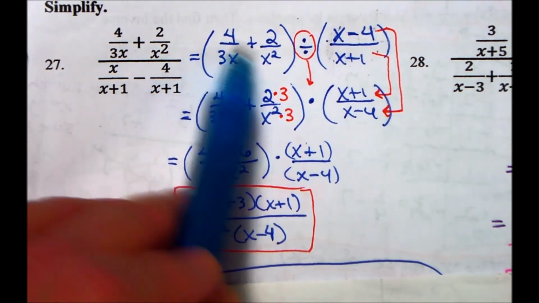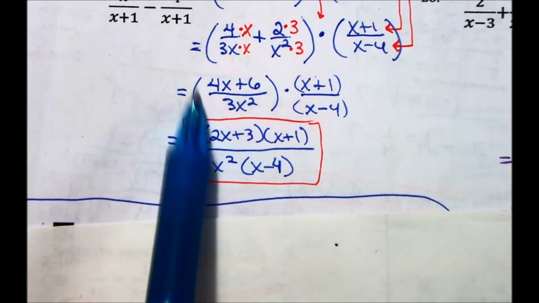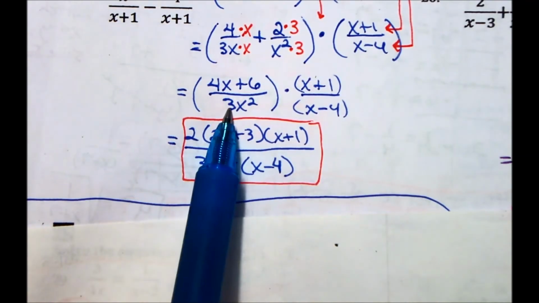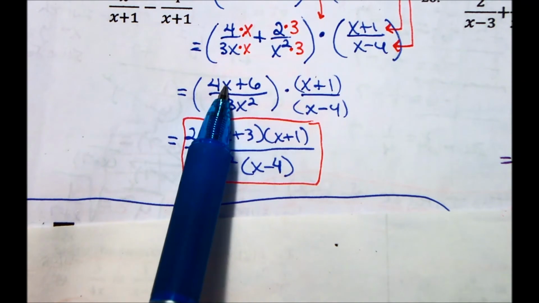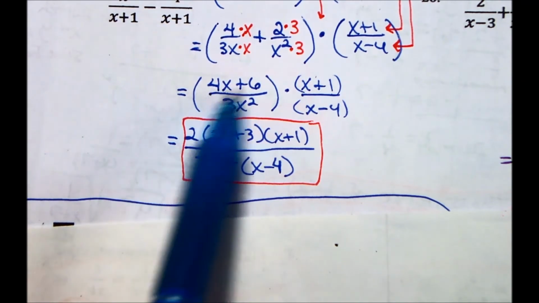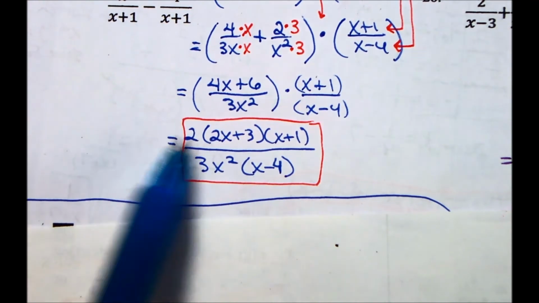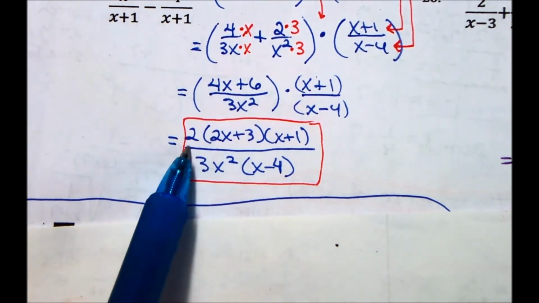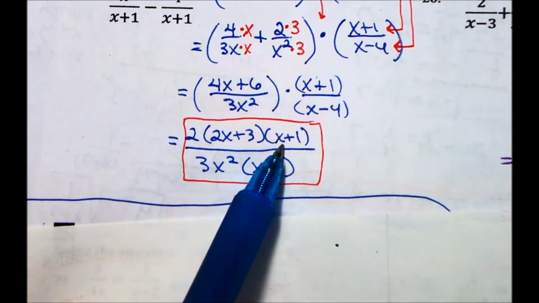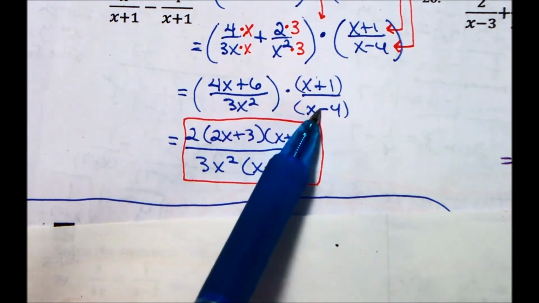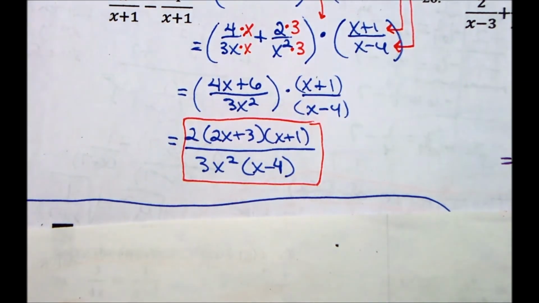And then over here, I was continuing to simplify that here to a single fraction. So now that I've got a single fraction times a single fraction, I can factor out a 2 from the 4x plus 6. But again, would that 2 reduce with anything in the denominator? No. So I really didn't need to factor out the 2. So if you just had 4x plus 6 times x plus 1, that's fine. Your denominator will be 3x squared times x minus 4. But nothing can be simplified from there.